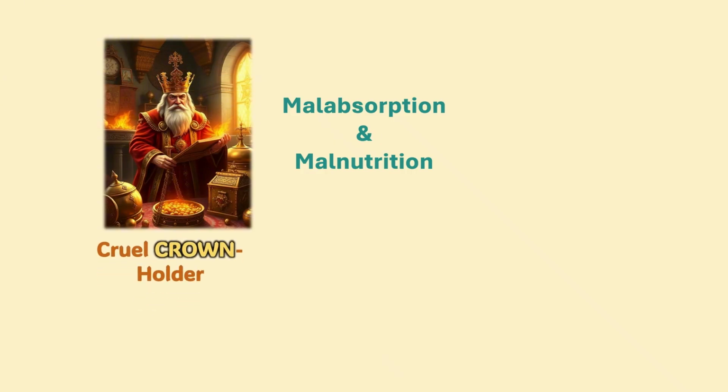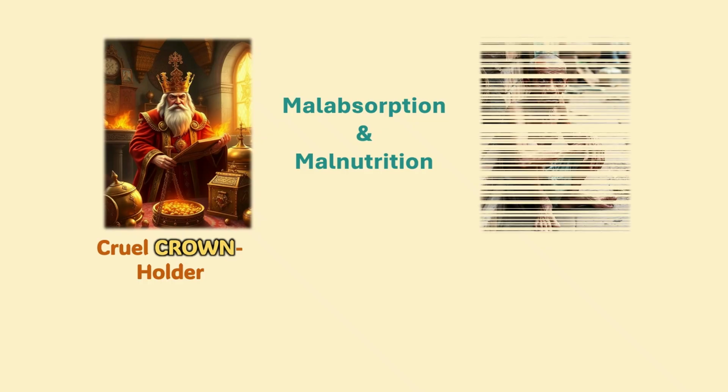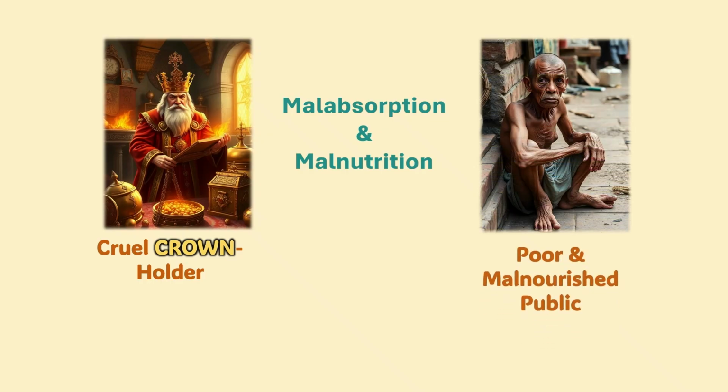When the crown holder is cruel and selfish, the general public is bound to be poor and malnourished. Though malabsorption and malnutrition can be seen in both ulcerative colitis and Crohn's disease, it is more common and more severe in Crohn's disease.